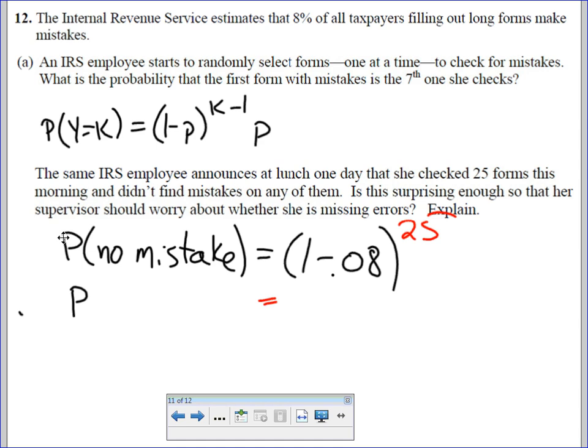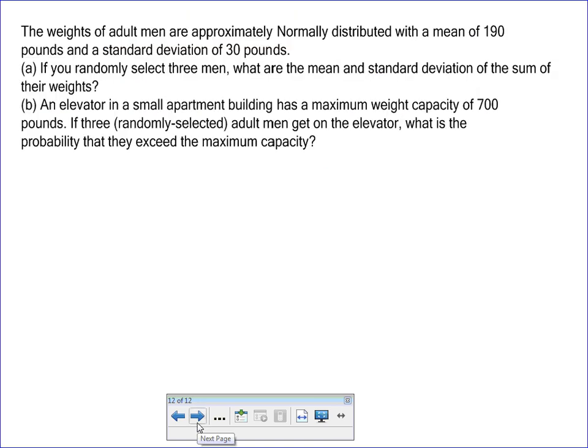If you do that in your calculator, 1 minus 0.08 to the 25th power is about 0.12436. So should the supervisor be surprised? I mean, it's unusual, but it's not below that 5% threshold that we stress about. So it's not uncommon enough that the boss should be concerned. All right, let's look at one more problem.